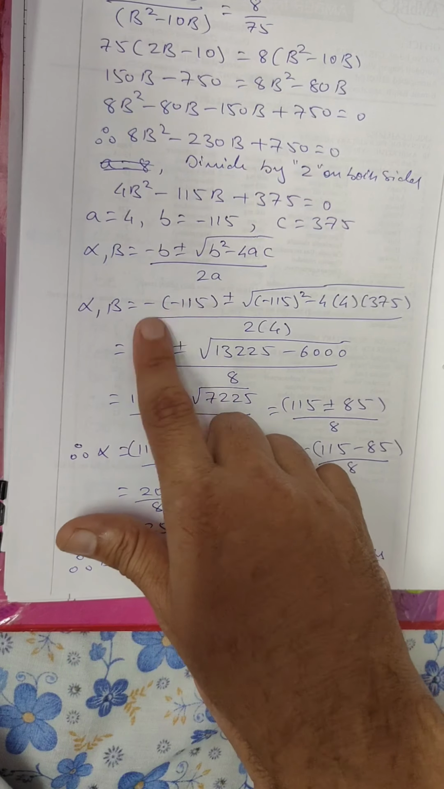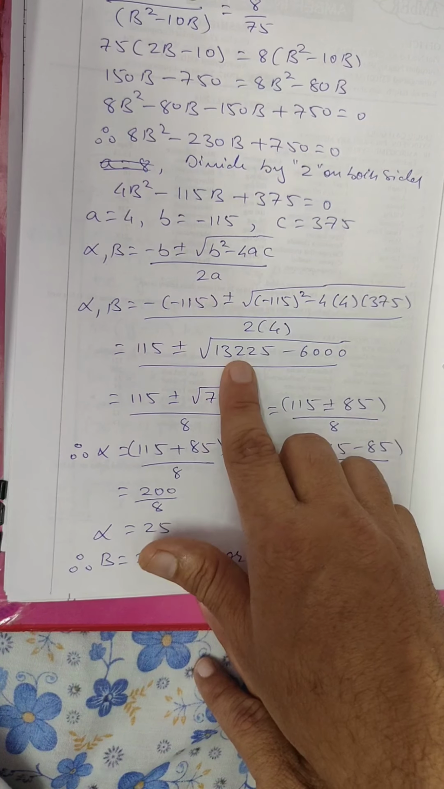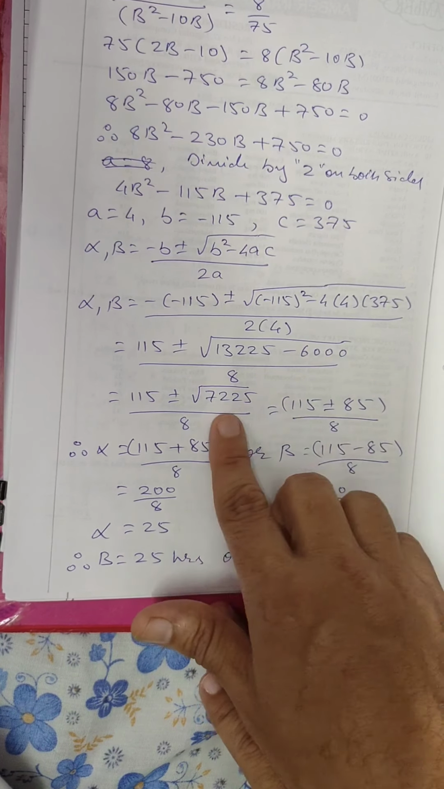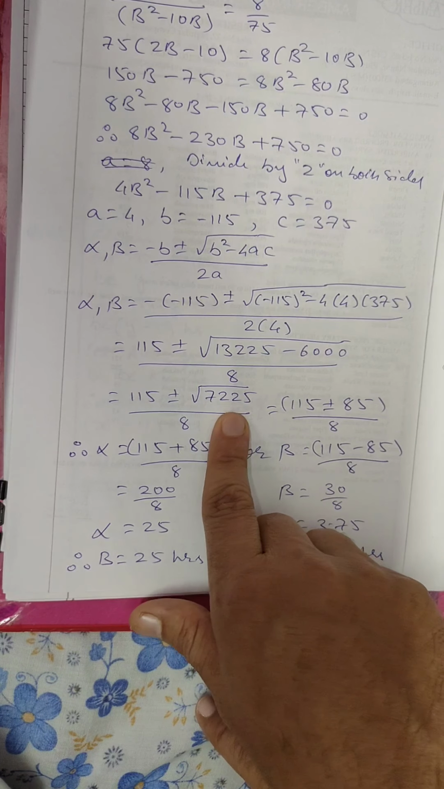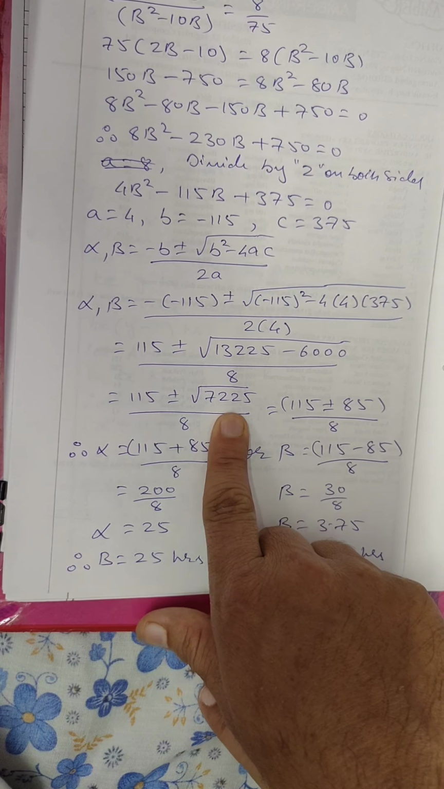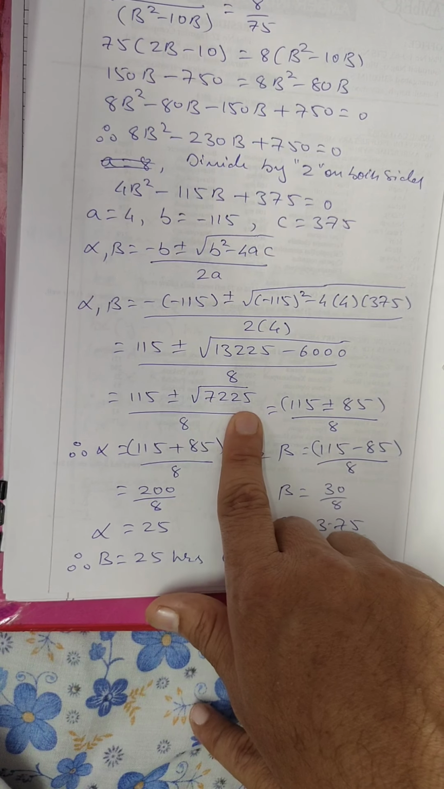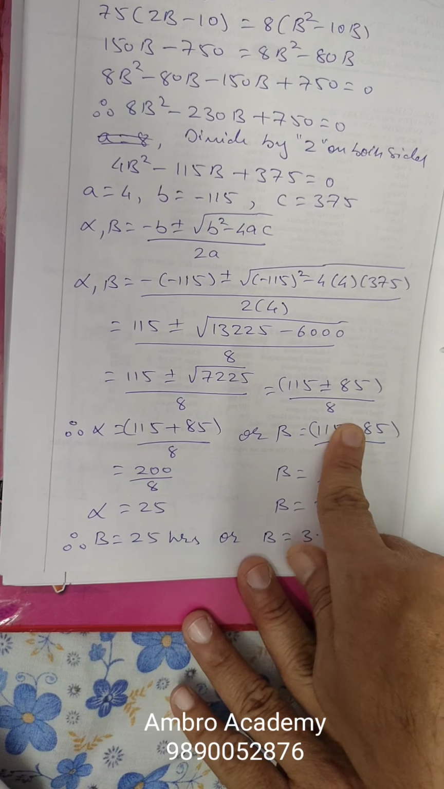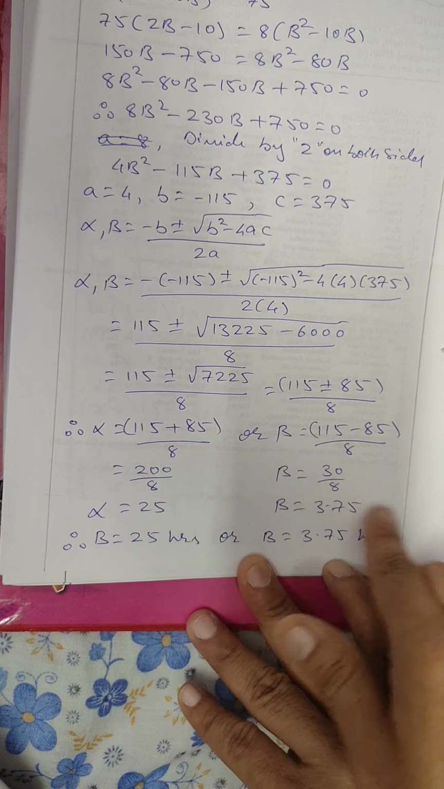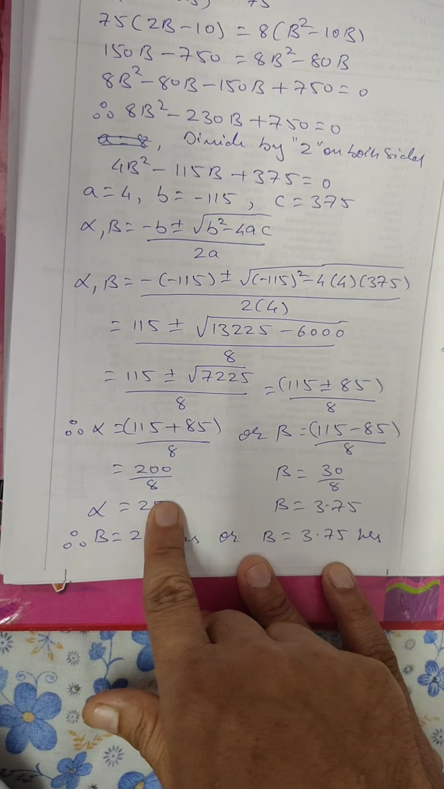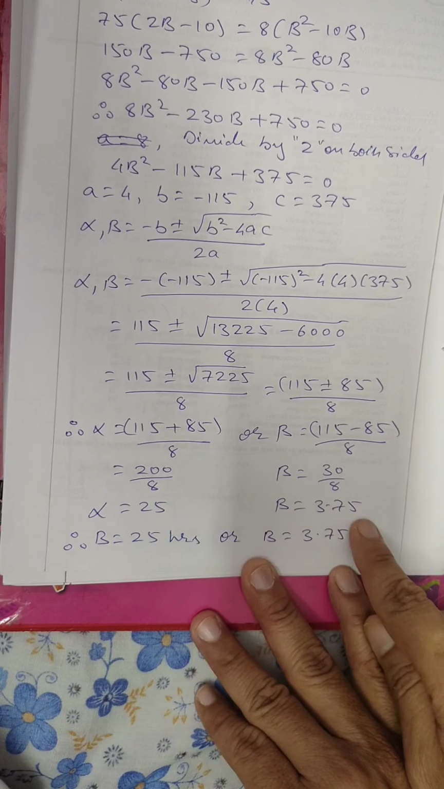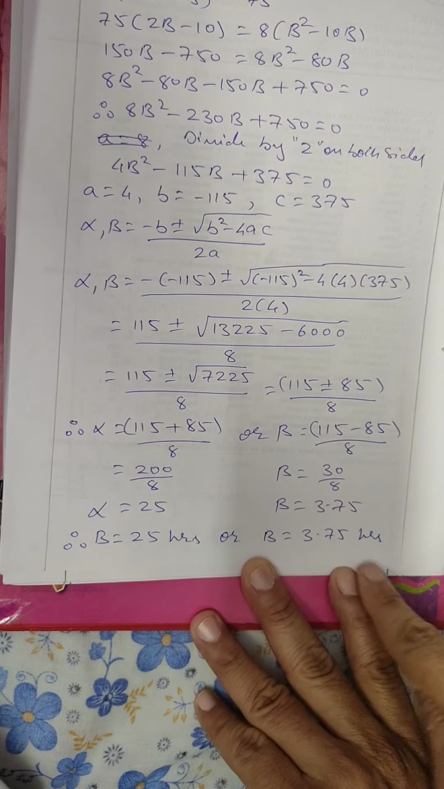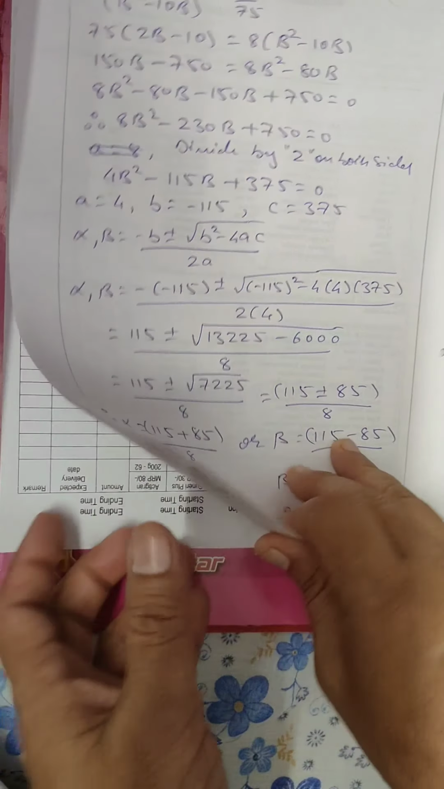Put in the formula, rearrange it, minus into minus is plus, minus 115 is plus, and 4 into 375 is 6000. We subtract it, again we are getting the same term, and again this we have already taken a under root in the last question. Root of 7225 is 85. So 115 plus or minus 85 upon 2 into 4, that is 8. So 115 plus 85 upon 8 or 115 minus 85 upon 8. We get 200 upon 8 or 30 upon 8, which is 25 or 3.75. Hence, tap B alone can fill the water in 25 hours or 3.75 hours.